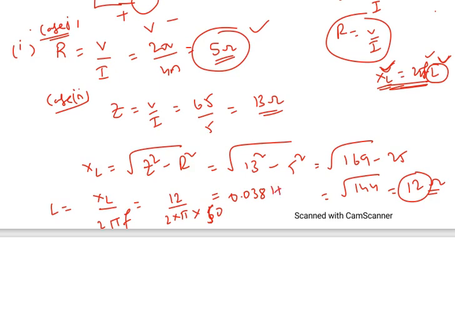0.038 Henry you will get. If you convert this into millihenry, what will you get? 38. Okay, 38 millihenry you will get. So here you got the resistance and reactance of the coil.